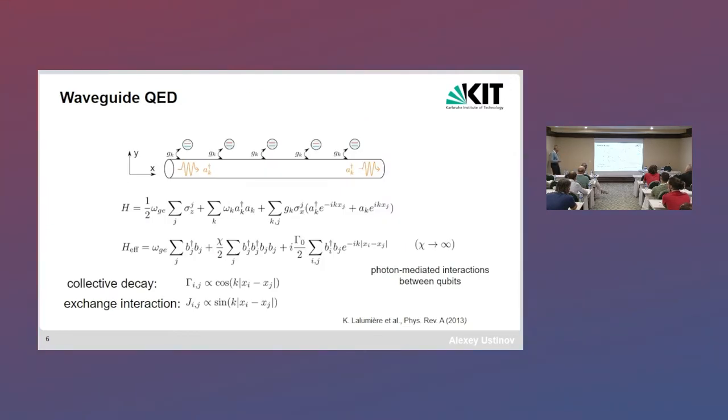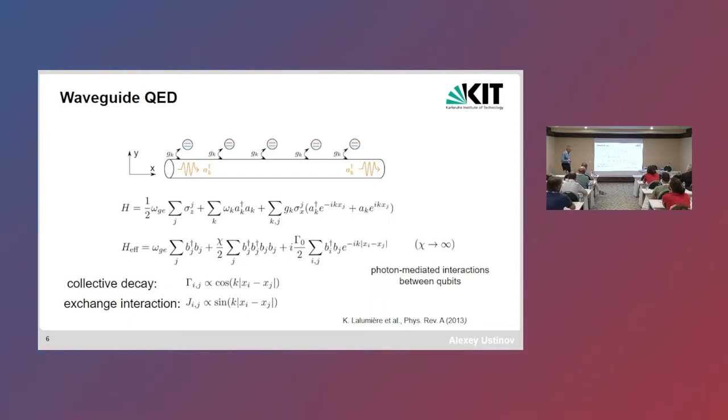The Hamiltonian can be written in this form here, and this has been demonstrated by several theory papers. One can write the Hamiltonian for qubits, for propagating photons, and the interaction between them. Then the photon's degrees of freedom can be integrated out. And one is left with an effective interaction between the qubits, which is characterized by the collective decay, which is the cosine of the argument, which contains the distance between the qubits. And there is also exchange interaction, which is of sine type. It can also change sign depending on the distance.